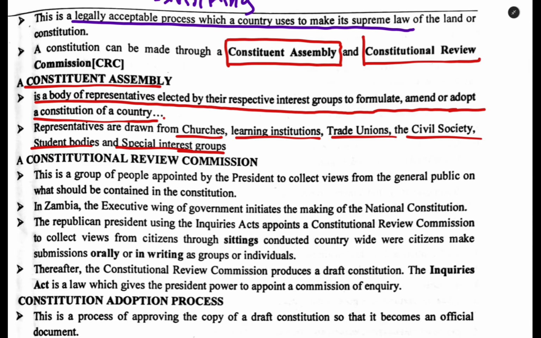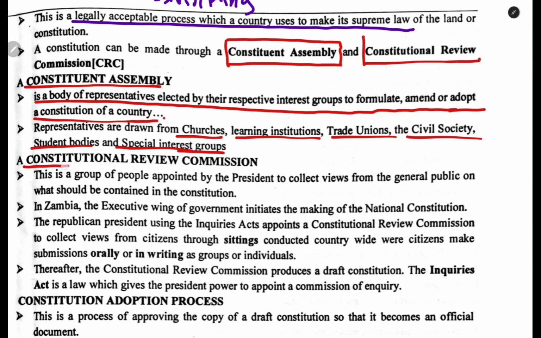So the Constituent Assembly should take note that after formulating this group, they go out there, collect the views from the people, then come up with a document which is a draft, and they can also adopt it and it becomes the constitution.